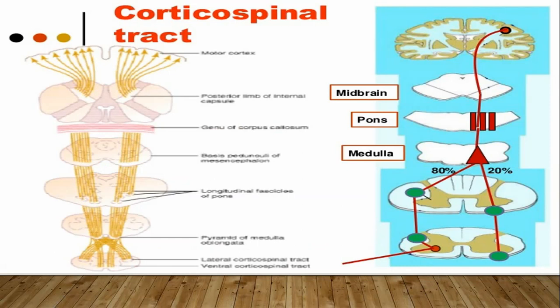These are the corticospinal tracts. We discussed the pyramidal decussation of the 80% and the 20% of the fibers, the lateral corticospinal and the ventral corticospinal. This is the schematic diagram.